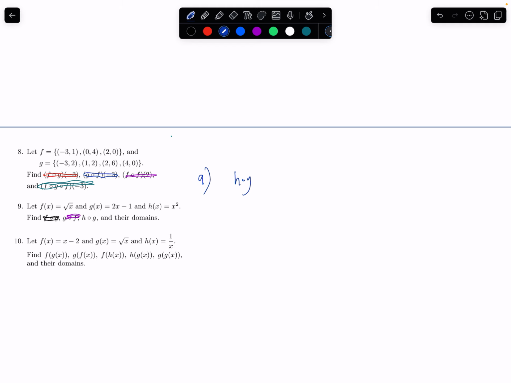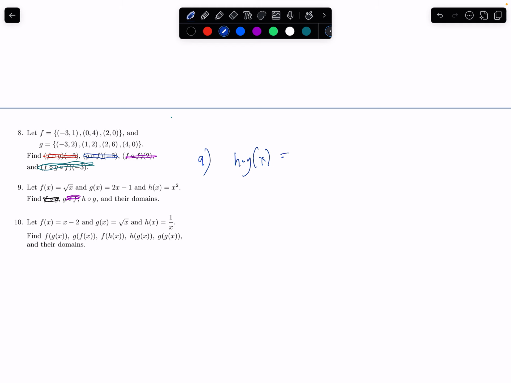Okay, so number 9, last one, h of g. H of g of x, g is applied first, right? That's the inside function. So it's going to be 2x. I'm going to do it in 2 steps this time. I'm taking h of 2x. So h takes whatever I input and squares it, which is going to give me 4x squared. Oh, there you go.